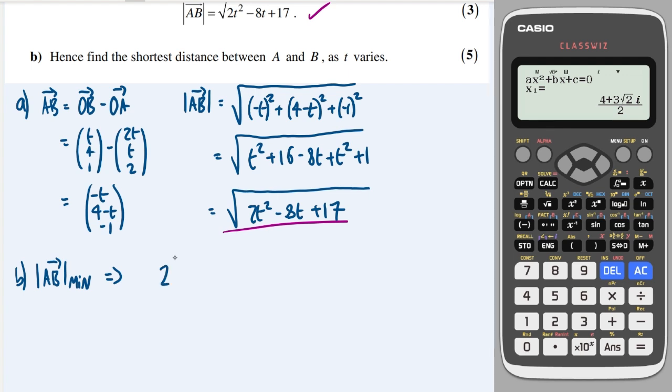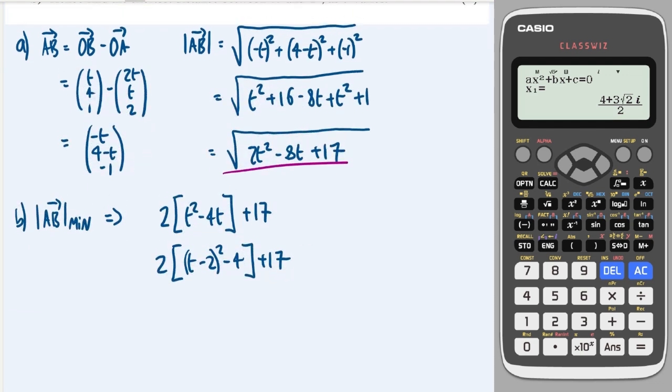So I'll take the 2 out, and I will write t squared minus 4t plus 17. I will then make that t minus 2 all squared minus 2 squared, which is 4, plus 17. And then multiplying out, I get 2 lots of t minus 2 squared minus 8 plus 17, which is 2 times t minus 2 squared, and that is plus 9.